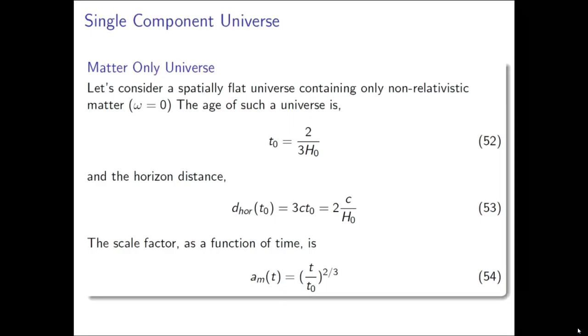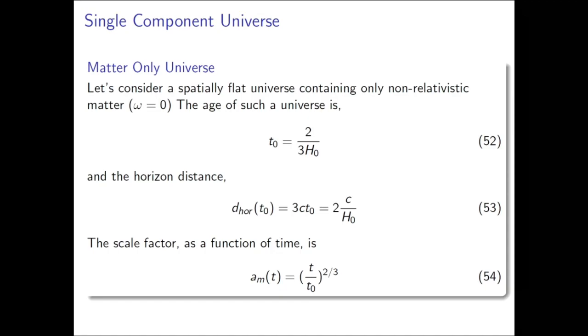So if we consider only non-relativistic matter to be existing in the universe, which is also expanding in this case, a matter only universe which is expanding as time progresses, the age of such a universe will be t naught equals 2 by 3 times H naught. So this is basically another solution from the Friedmann equation. And then the horizon distance we can say is 3 times c t naught. So if we substitute for t naught here, we have 2 times c by H naught. So c by H naught, again, we know is the Hubble distance or the horizon distance. We don't have a horizon in this case.